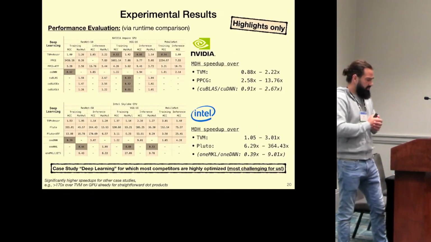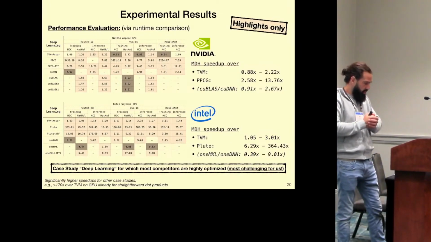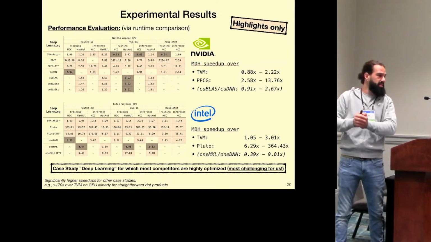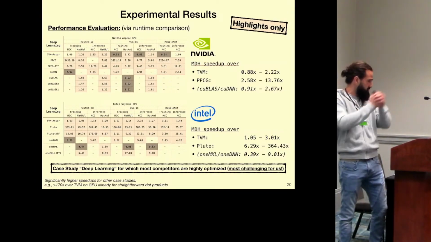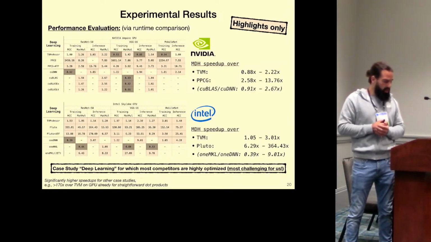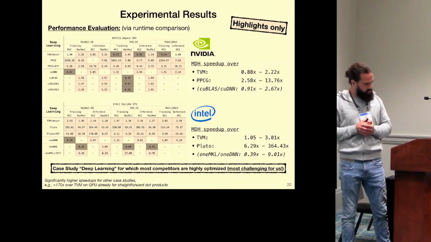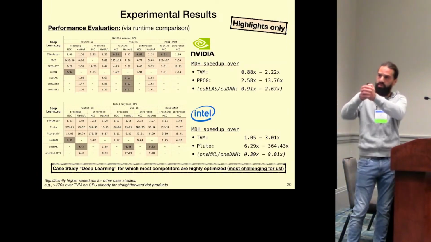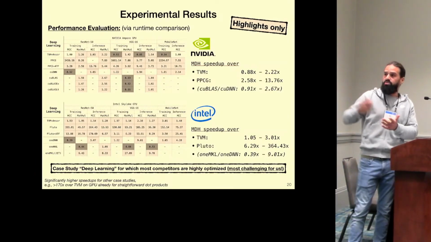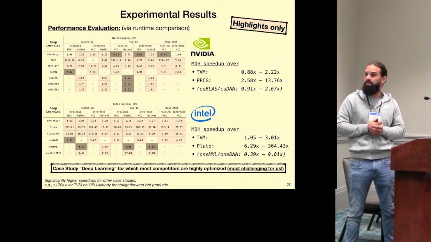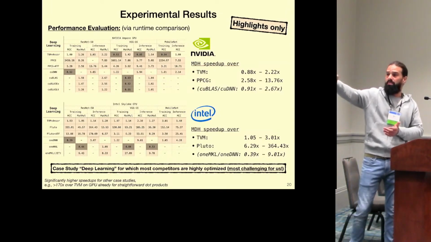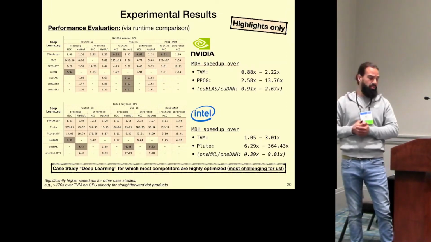Now, regarding our performance evaluation: the performance evaluation in our paper is conducted via runtime comparison, and on this slide I just present some highlights for our deep learning case study because this study is the most challenging for us since, as I said, most of the competitors are highly optimized towards deep learning. We have evaluated in the paper on 2 NVIDIA GPUs and 2 Intel CPUs. Here just 1 GPU's results are presented and 1 CPU's. For example, you can observe we achieve speedups over TVM of more than 2x in many cases, more than 10x over PPCG, and even compared to the hand-optimized libraries like cuBLAS and cuDNN, we achieve speedups of more than 2x in many cases.